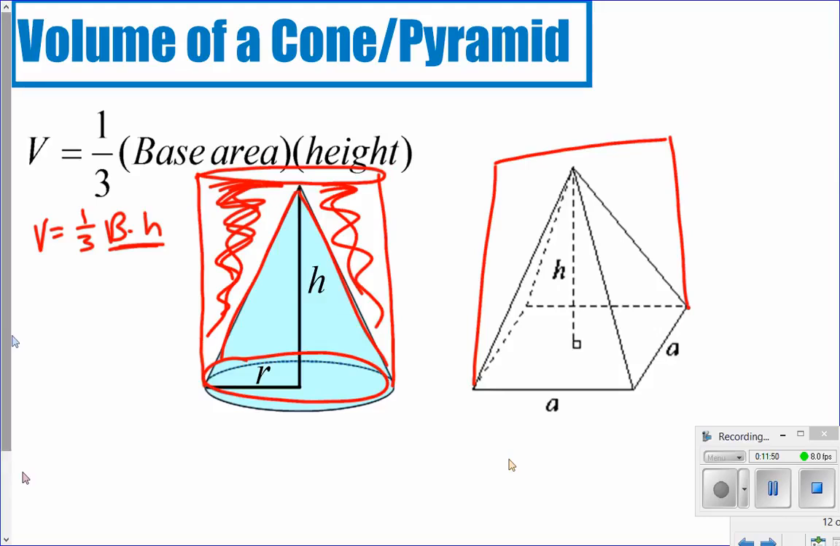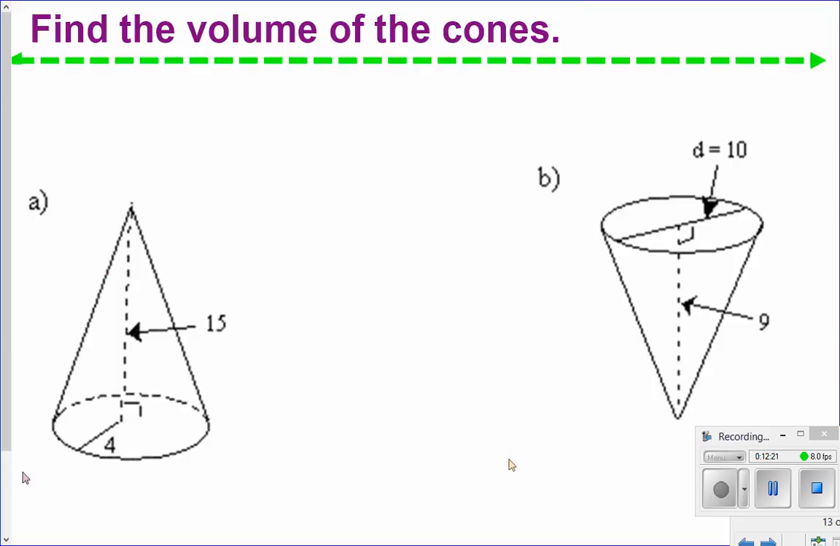So the easy way to remember that is if the figure is coming to a point, if it has a point on the top, like a pyramid and a cone do, then you will divide that volume by 3 or multiply by 1/3. If it doesn't come to a point at the top, if it's a circle or a rectangle on the top, then you will just find the volume by taking the area of the base times the height, and you won't divide that by 3. So let's look at an example. Let's look at a couple cones.